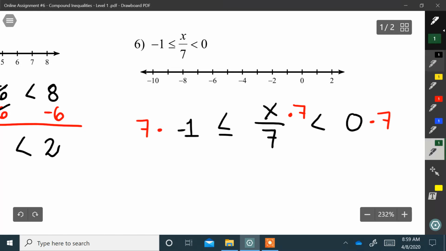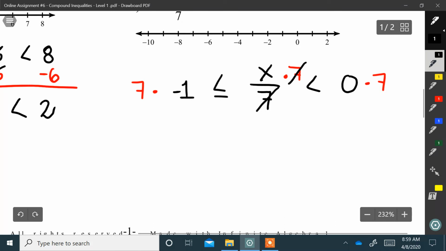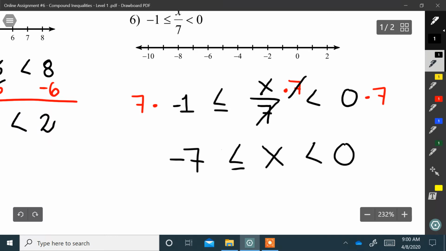So that this 7 here and this 7, they're going to cancel out. And I'm going to get x. 7 times -1 is going to be -7. And then 0 times 7 is just 0. So x is between -7 and 0.